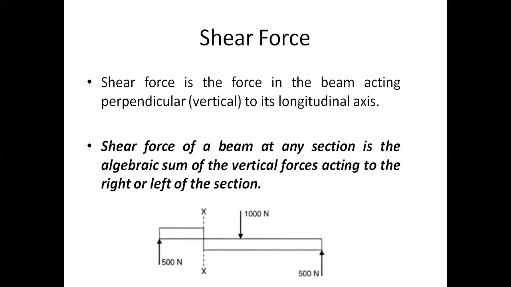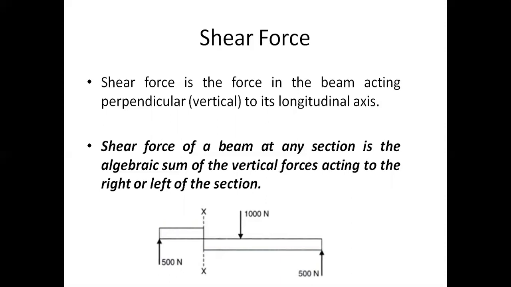So this is the resultant force here, the resultant force of 500 newtons. The shear force of the beam at any section is the algebraic sum of the vertical forces acting to the right or left, not both. If you want to calculate the shear force, you should take either left or right, any one side, not both the sides. Then we will get the shear force at that particular section.